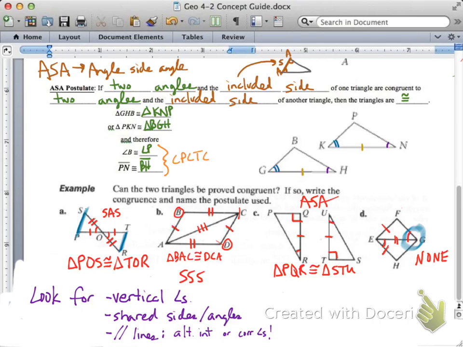Assuming that you're paying attention, I know that you are. Over to the right over here, right, don't look for horizontal angles.